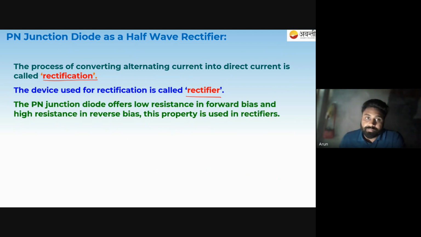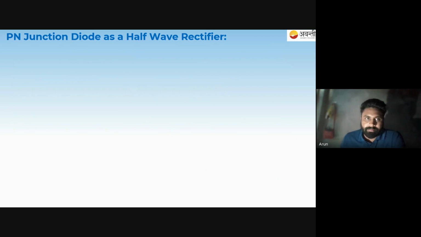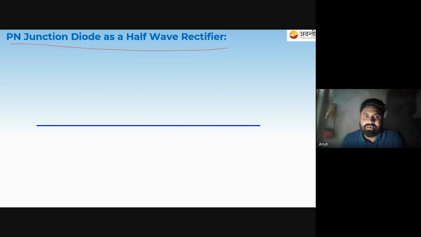Now, the PN junction diode offers low resistance. I have told you everything. The PN junction diode offers low resistance in forward bias because it allows the current to flow, and a very high resistance in reverse bias. This property is used in the rectifier. So now the PN junction diode as a half wave rectifier. Let's just see the construction of it.